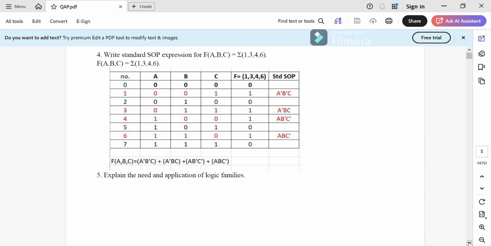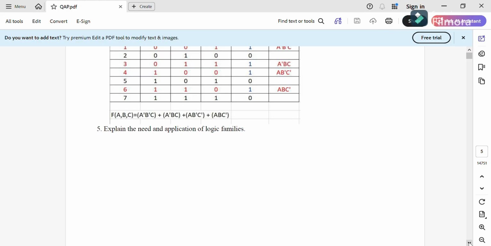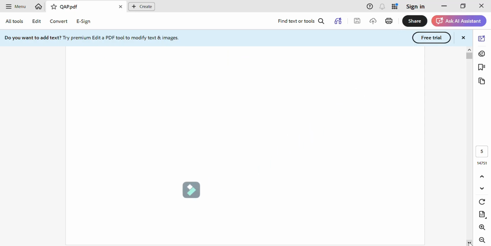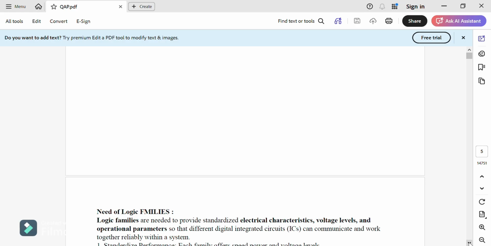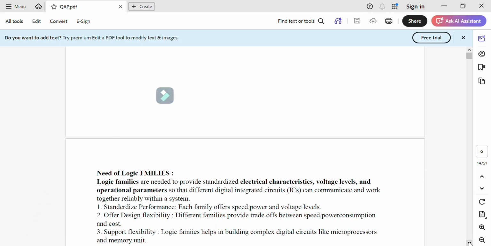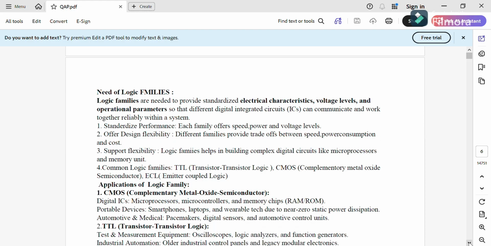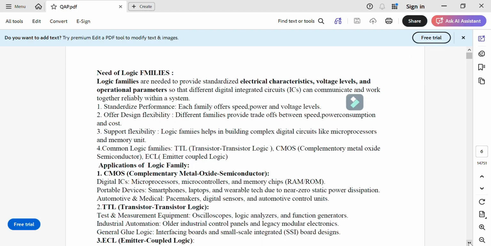Next, explain the need and applications of the logic families. What is the need of this logic family? Logic family is the basic need for building any digital circuits. It is mainly standardized for the electrical characteristics like voltage levels and operational parameters. So digital ICs communicate and work together reliably. So what is the need? First one is standardized performance. Each family here offers what? Speed, power, and voltage level.